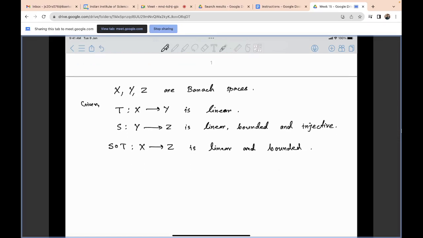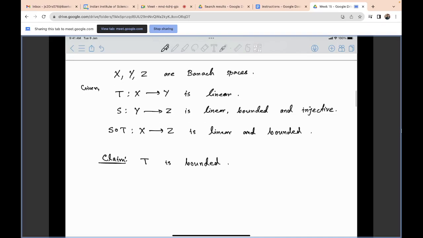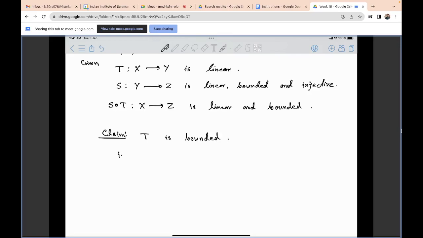So using all these three, we'll prove that T must be bounded. So claim: we'll prove that T is bounded. For a linear operator, boundedness means we have to show that norm of Tx is less than or equal to C times norm of x for all x in X, capital X, right? So this is the boundedness of a linear operator, and this will also imply that T is continuous. So for a linear operator, continuity and boundedness are the same thing.